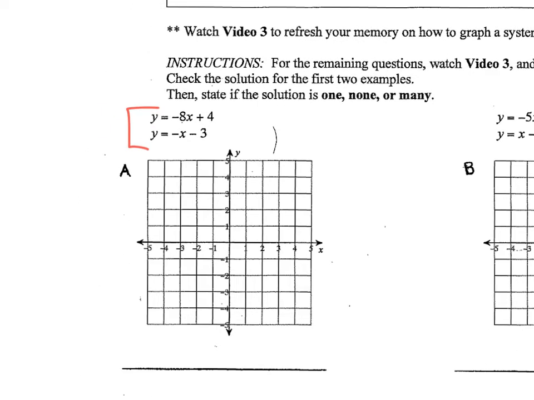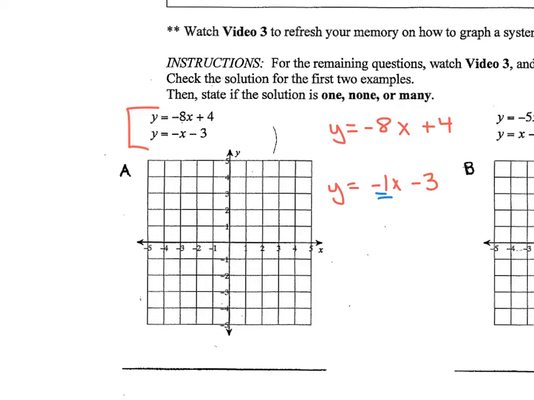So we have two lines in this first example. The first line is y equals negative 8x plus 4. And the second line is y equals negative 1x minus 3. Notice how I have placed a negative 1 in front of the x. It was not there automatically, but in algebra we know that if nothing is in front of an x, that's just the same as saying 1x.